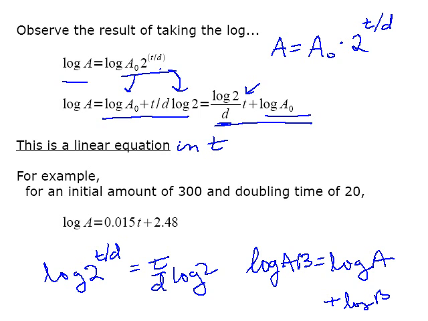Here's an example. Say the initial amount was 300, so that meant A naught was 300. And the doubling time is 20, so d is 20. Substituting those values into this equation, we get log A equals 0.15 t plus 2.48. Forgetting for a moment what this log of A is, just call it y. You can see that is a linear equation. It has a slope of 0.15 and a y-intercept of 2.48.